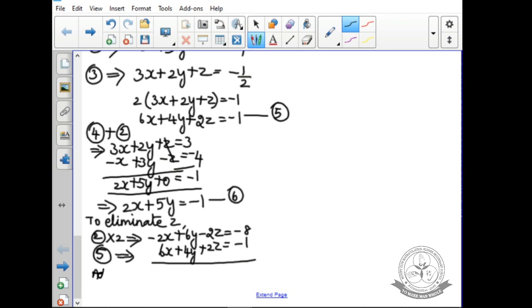Adding this, we are getting the answer 4x plus 10y. The z term will get cancelled. The answer will be minus 9. Name it as the seventh one. So using these two, we are getting the two equations, 2x plus 5y equal to minus 2 and 4x plus 10y equal to minus 9.